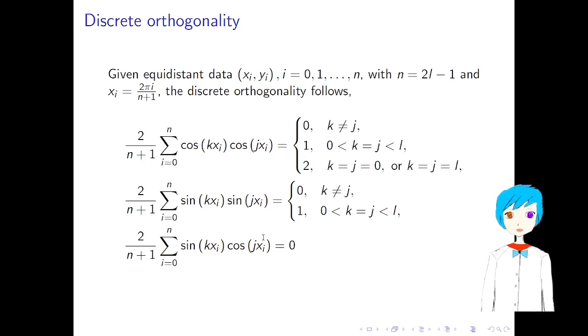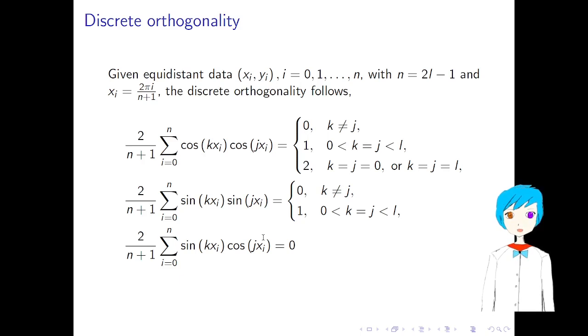2 divided by n plus 1 times the summation of cosine k xi times cosine j xi over i is 0 if k does not equal j, and is 1 if k equals j greater than 0, and is 2 if k and j are both 0.